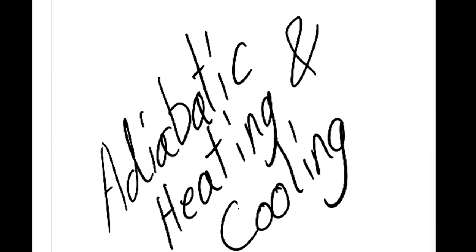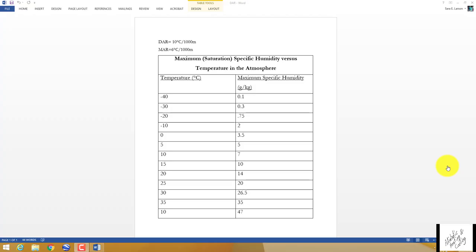So what we're going to do is go to four different stations, if you will, and see what happens to their temperature, their humidity, and how that relates to their elevation. So important things to know before we start is the DAR, otherwise known as the dry adiabatic rate. This is a rate of how much the temperature is going to change when the air is dry, otherwise known as when the air hasn't reached 100% humidity.